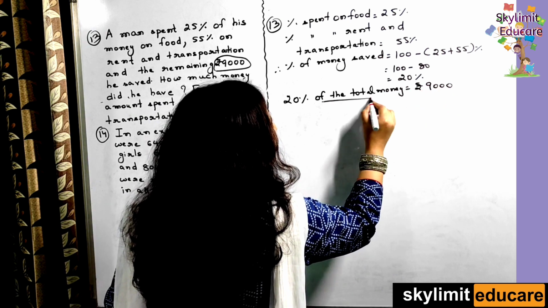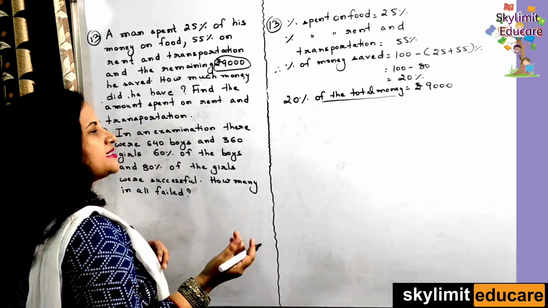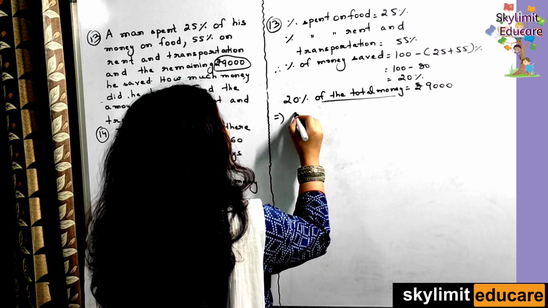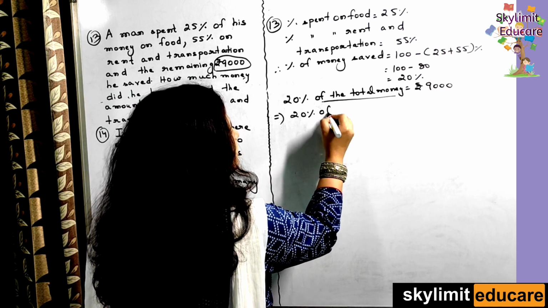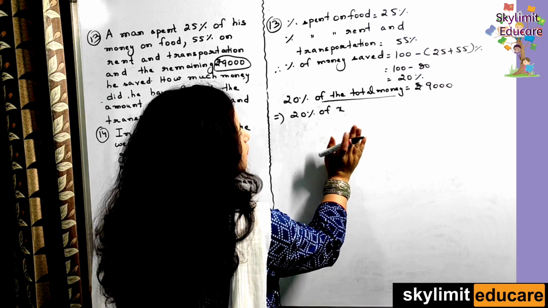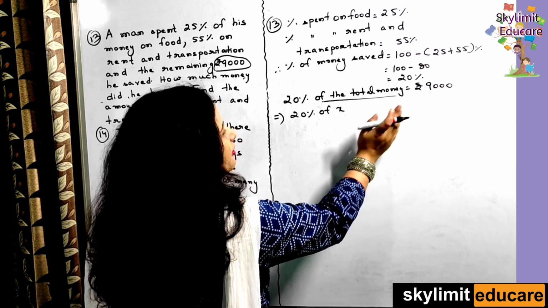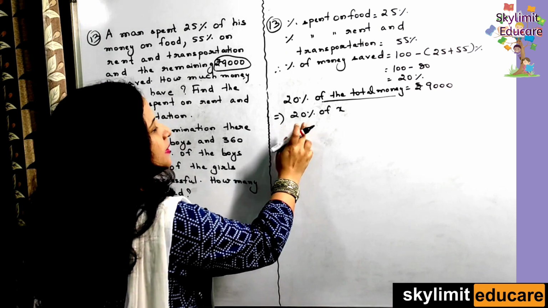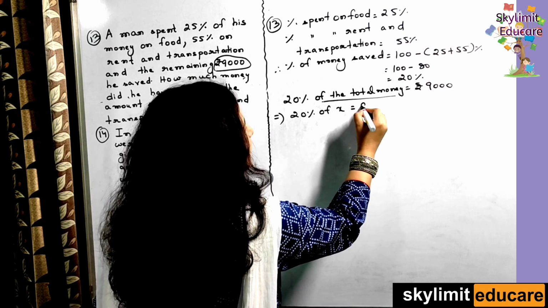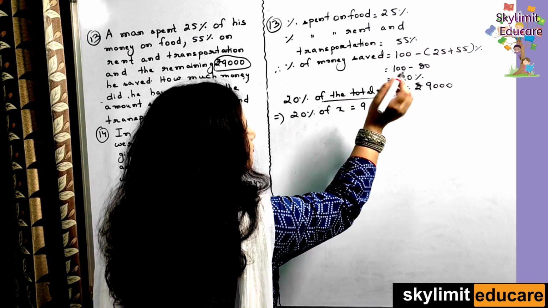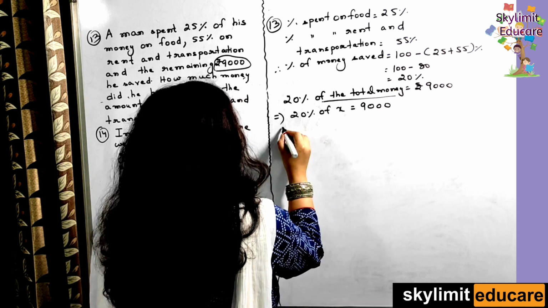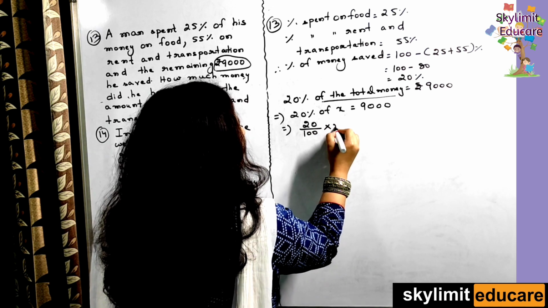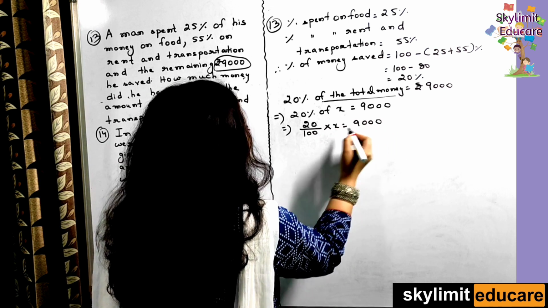But we don't know what the total money is. So let us take it to be x. With that we can easily find out the variable x. Yes or no? So that means 20% of x. We don't know what the total money he had was, but we know what amount was saved by the man. That means 20% of the total money was saved by the man after spending 25% and 55%. So that is 9,000. Now we can easily find this, as you have already done in the previous exercises. 20% multiplied by x is 9,000.